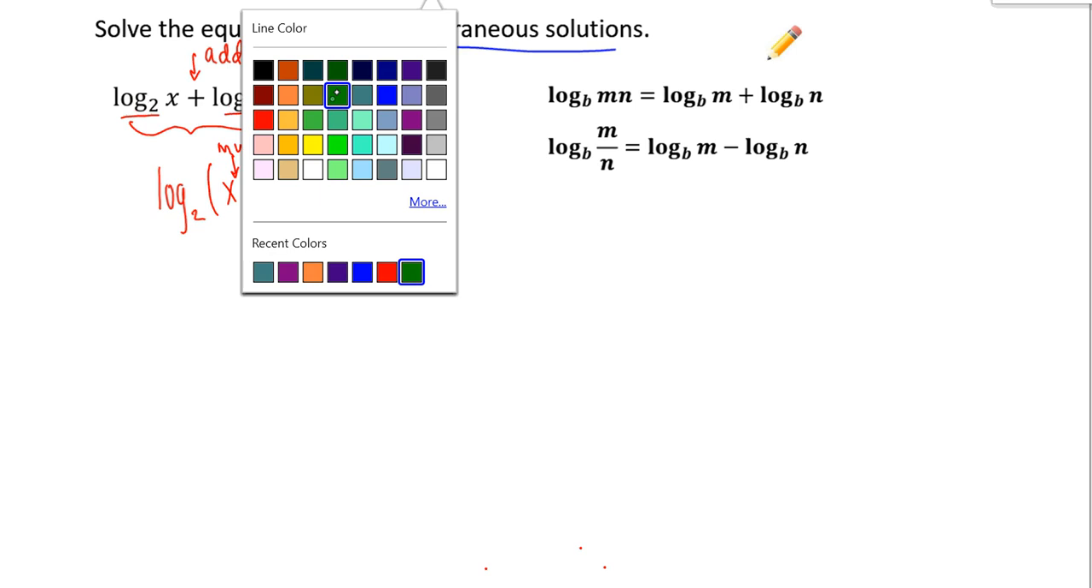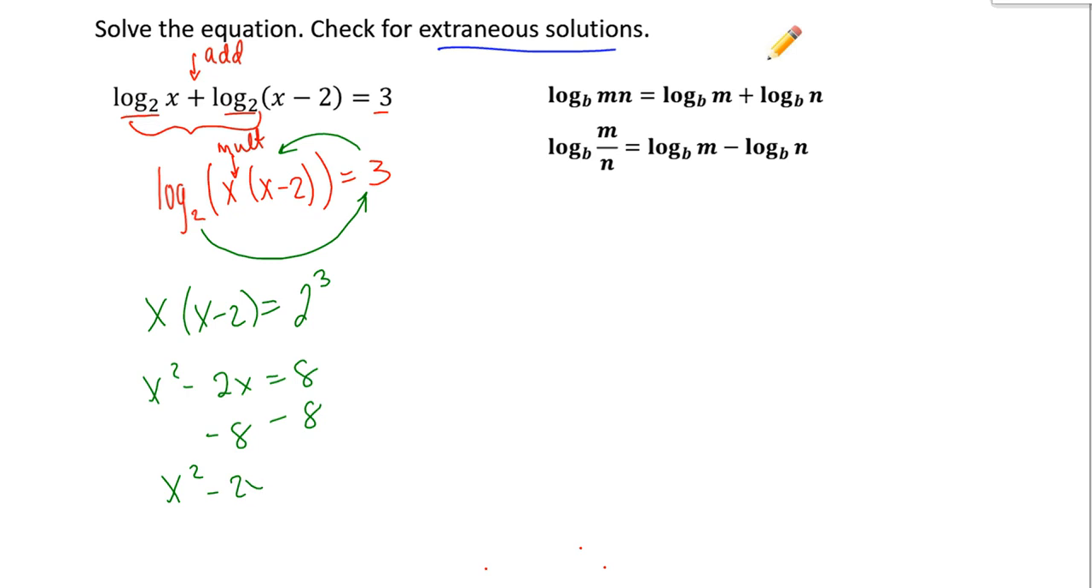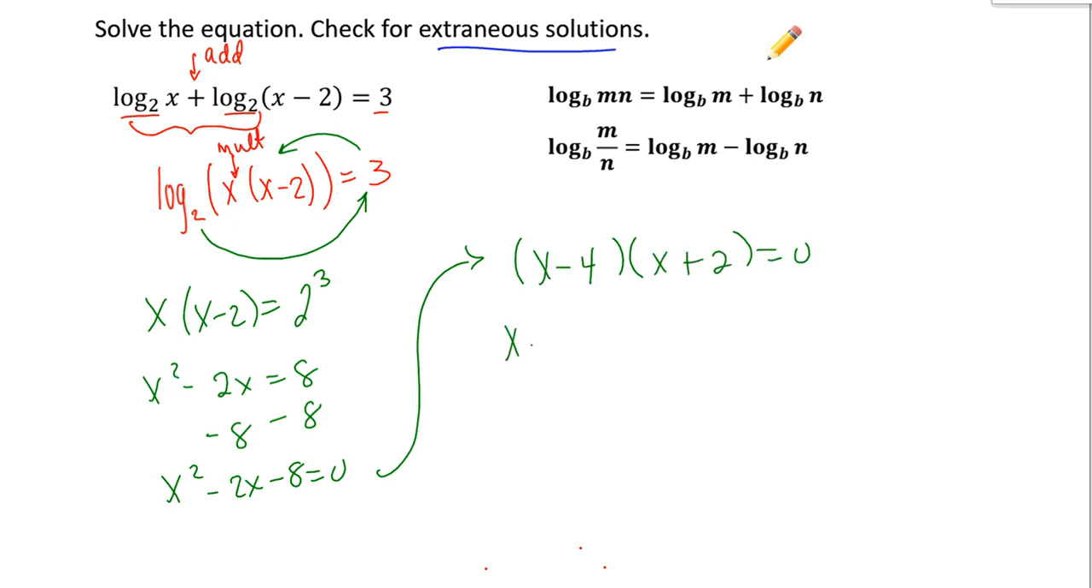I can then convert. 2 to the third equals x times x minus 2. Okay, just like the other one, distribute the x through. Move that 8 over. It's got to be equal to 0 to solve. It's quadratic. Okay, that one's a nice easy double bubble. x minus 4, x plus 2. Each one of those gets set equal to 0. This says x equals 4. This one says x equals negative 2.